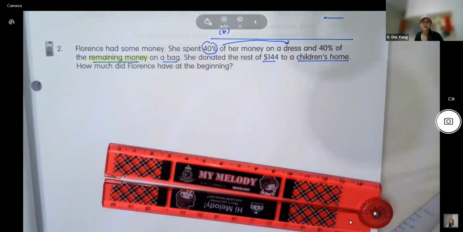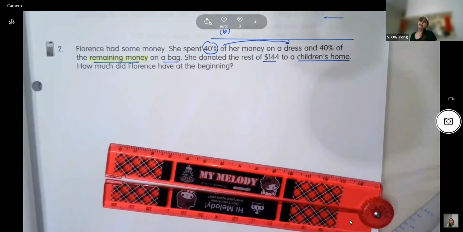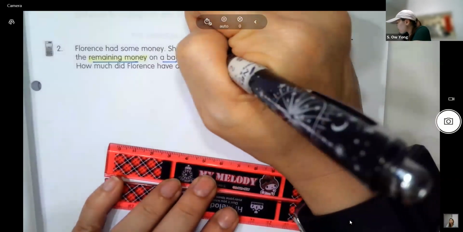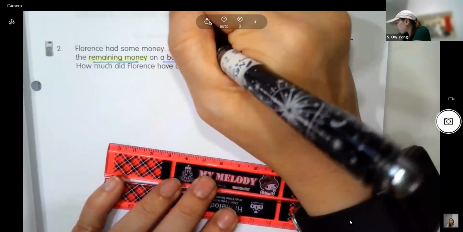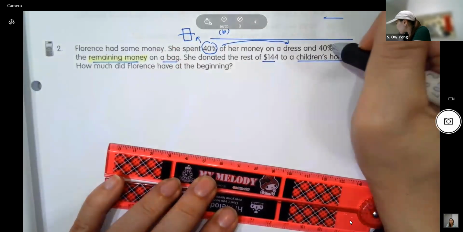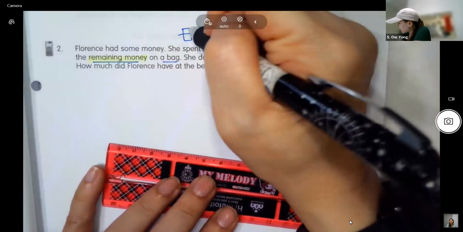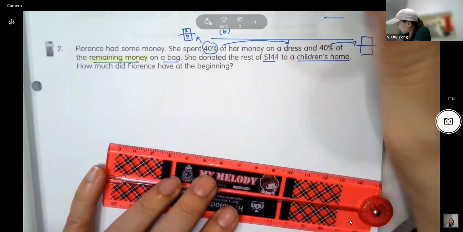You are correct. But the thing is, now that they ask in percentage, I'm scared. If you ask in fraction, I'll be able to draw the model. Now in percentage, I really don't know how to draw the model. Don't worry, then you change the percent to fraction. Like 40% is 2 out of 5. Here, another 2 out of 5.